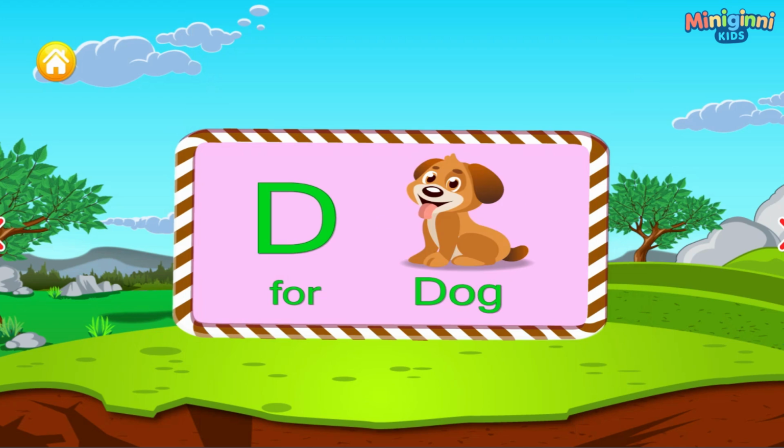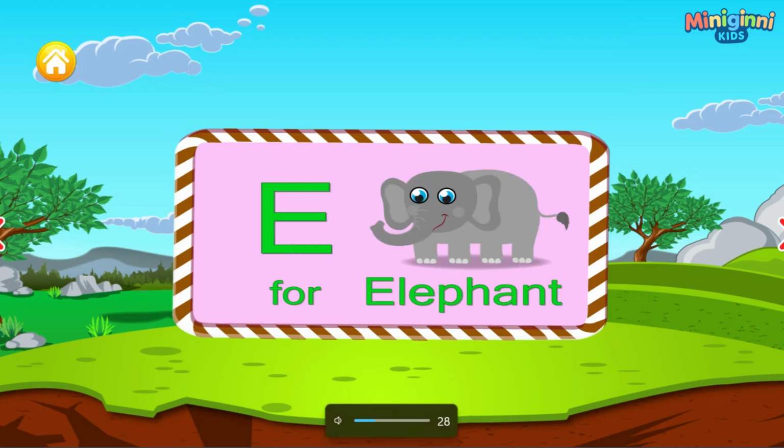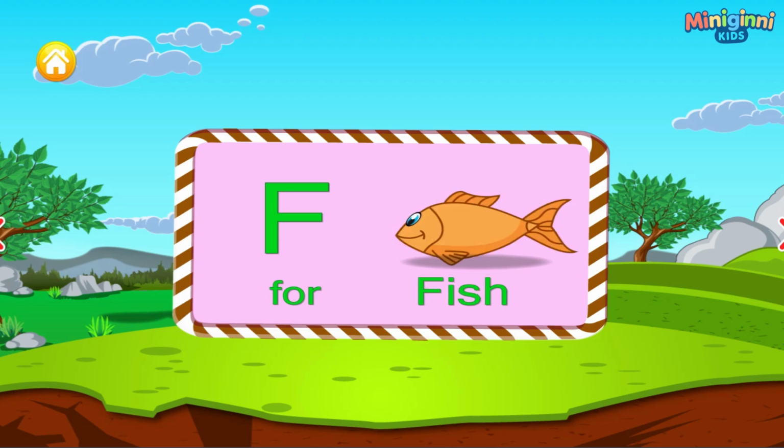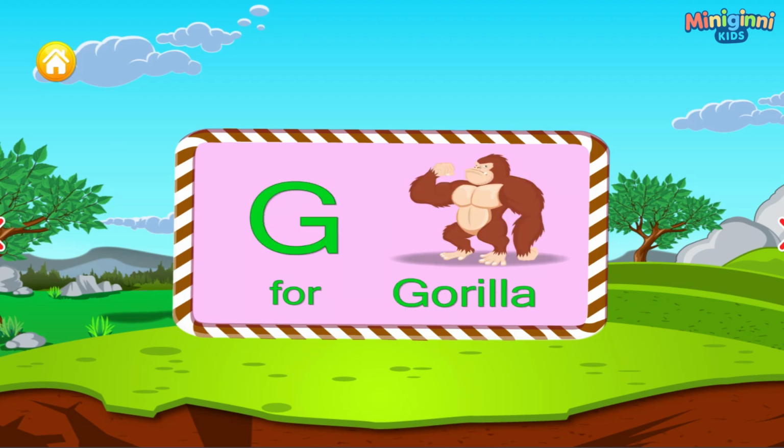D is for dog. Dog. E is for elephant. Elephant. F is for fish. Fish. G is for gorilla.